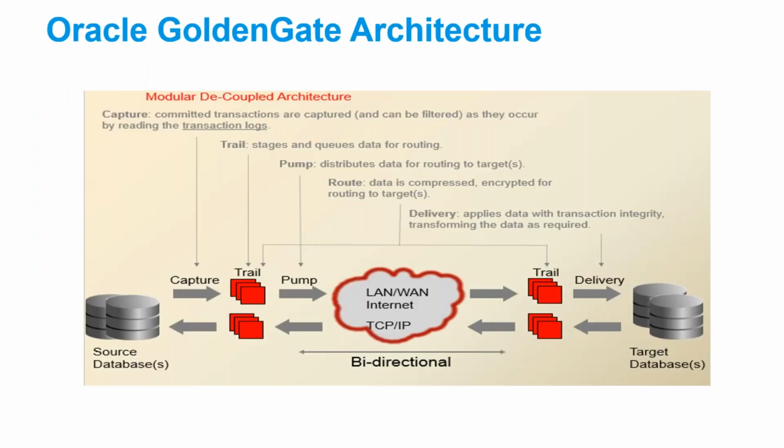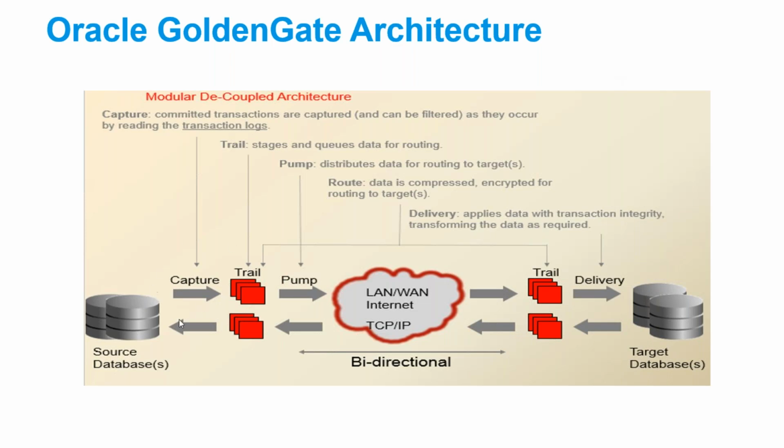So, Oracle GoldenGate classic architecture, how it works. Oracle GoldenGate is installed on top of the database. You have a source database and a target database. Your source database can be Oracle or any non-Oracle database. Similarly, the target database can be Oracle or any non-Oracle database.